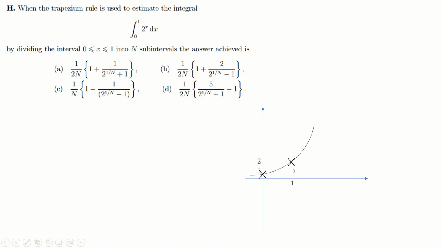So this is the area that we're interested in estimating with trapezium rule. And it wants me to find a formula for when I split this into n intervals. Now, I absolutely can't be bothered to do that.